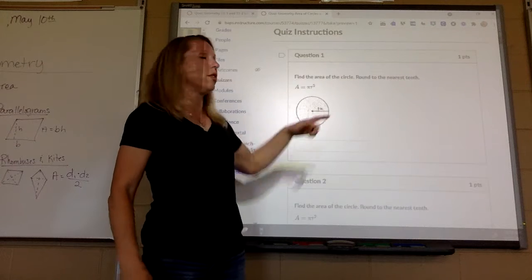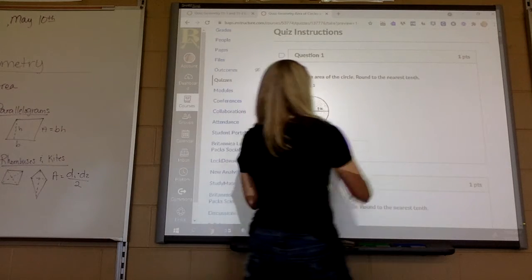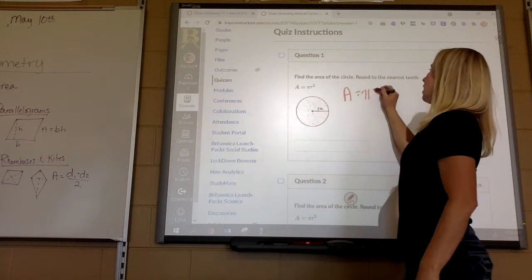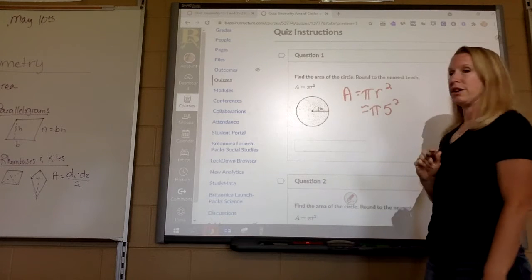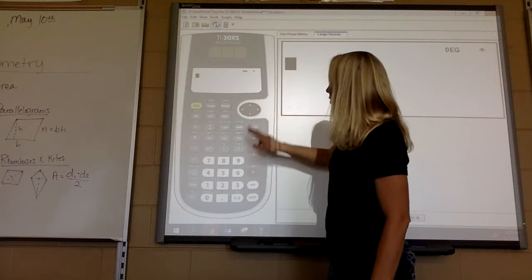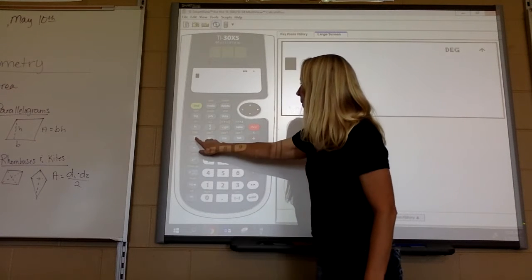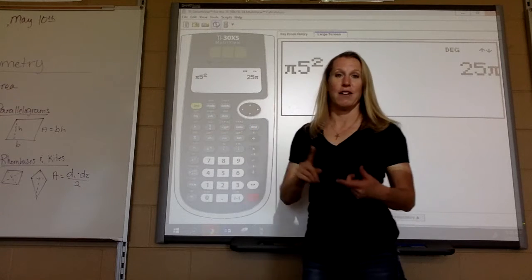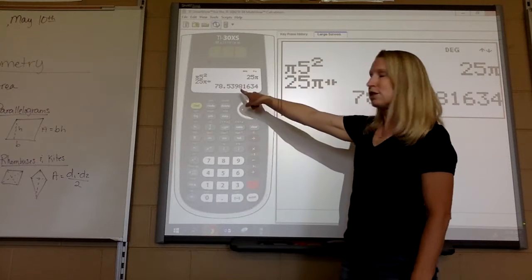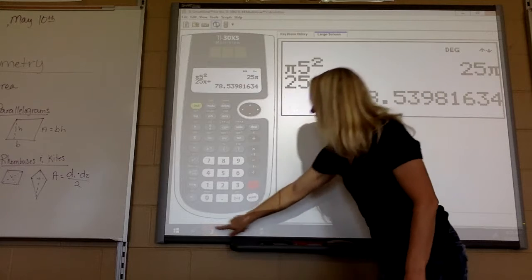Like on number 1, the radius is 5. So area is pi r squared. So you would just do pi 5 squared. If you type in your calculator, pi 5 squared, you get 25 pi. You'll have to toggle it. So your answer would be 78.5.